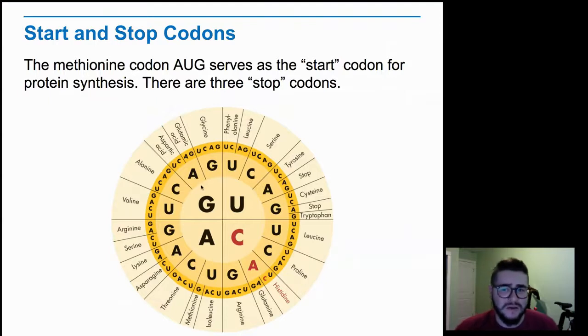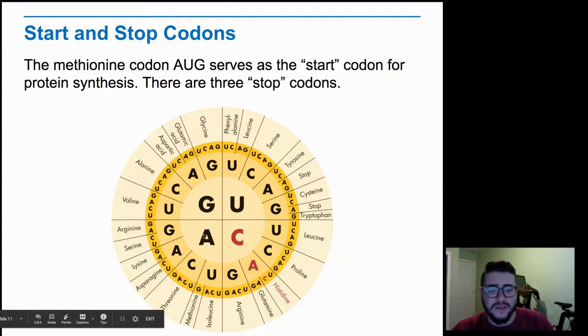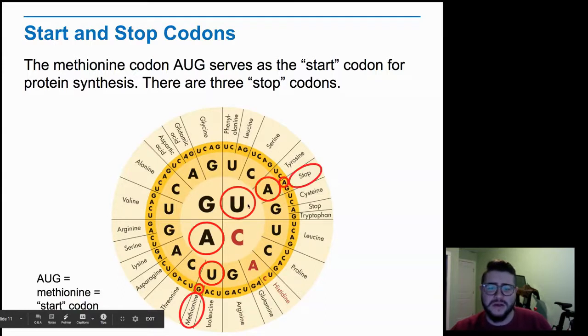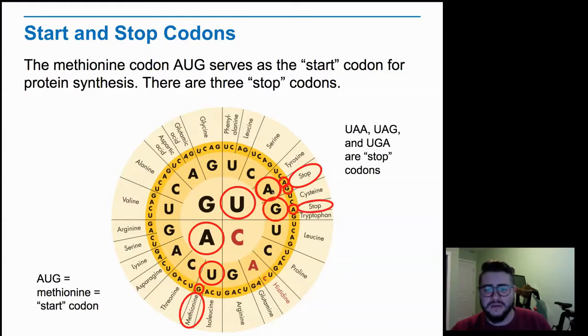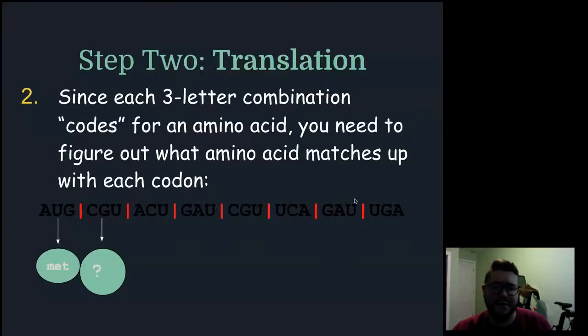There are specialized codons that are known as the start and stop codons. AUG is known as the start codon. It codes for methionine. All proteins start with the amino acid methionine. There are also 3 stop codons. You'll see them here: UAA, UAG, and UGA. Those are the 3 stop codons. And a stop codon basically means that the polypeptide gets cut off at that point. And so we picked our first amino acid.